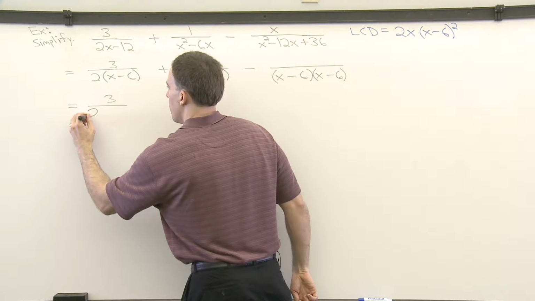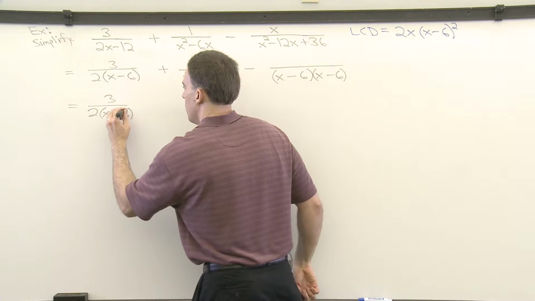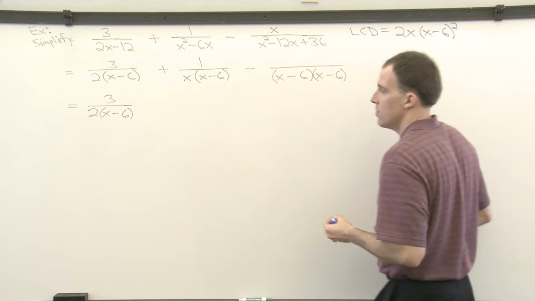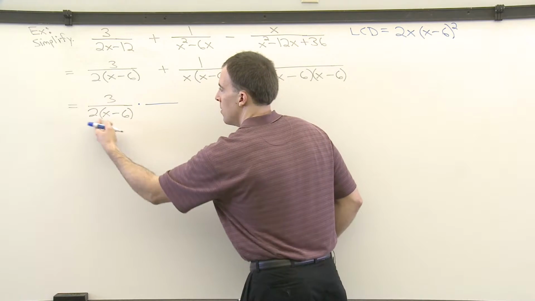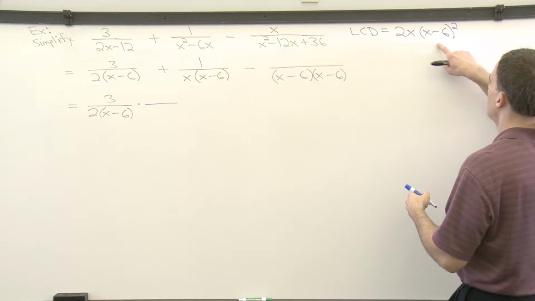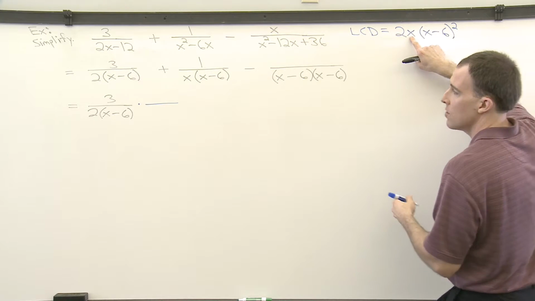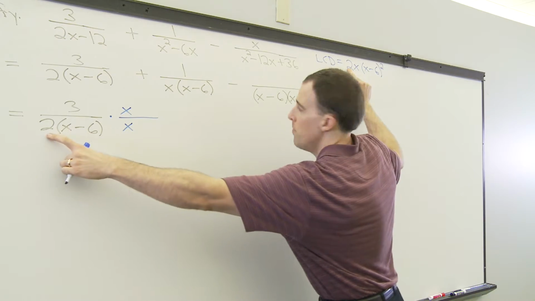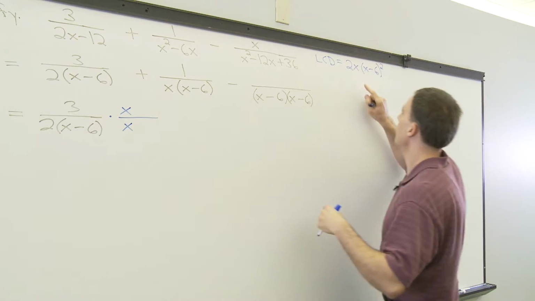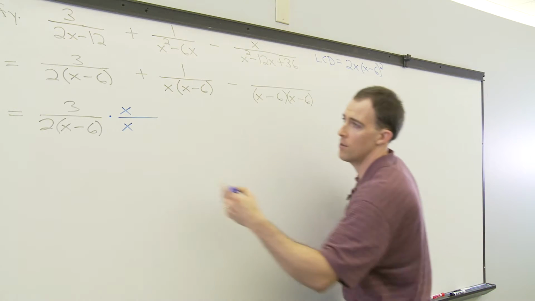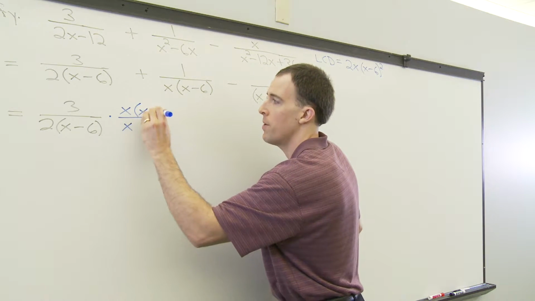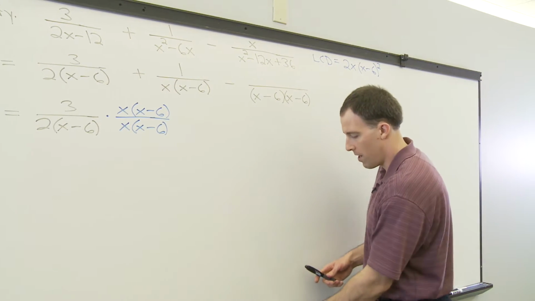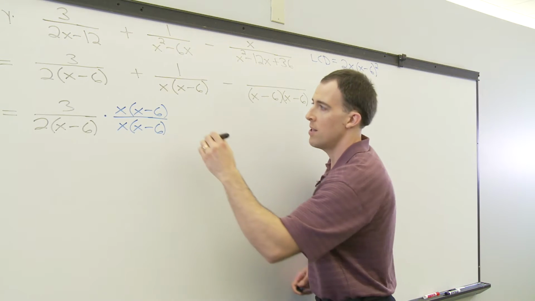So I'm going to just copy the first fraction down and think, what do we need to multiply the numerator and denominator by in order to obtain 2x times x minus 6 squared? What's the current denominator missing that it needs to form the LCD here? Well, it's missing the x, so we need to multiply the numerator and denominator by x. It's got the 2. It's missing the x. It needs 2 of these x minus 6 factors. It only has 1 of them so far, so we need to multiply by another x minus 6. Okay, so there's the first fraction taken care of in terms of converting it to the LCD.